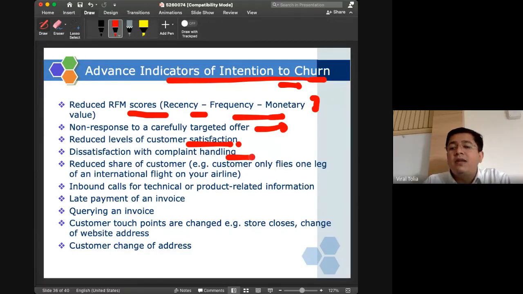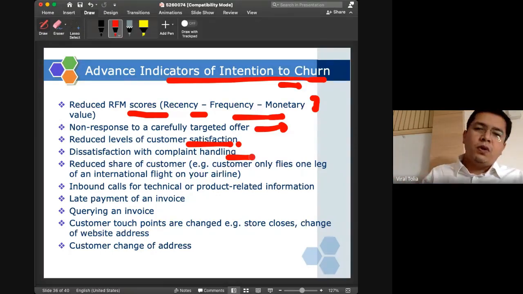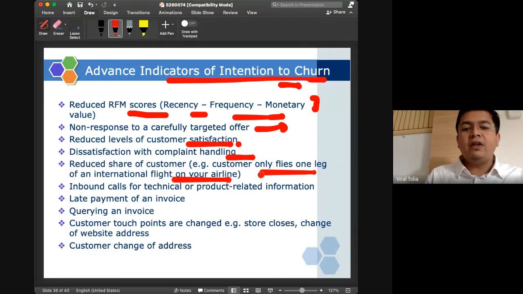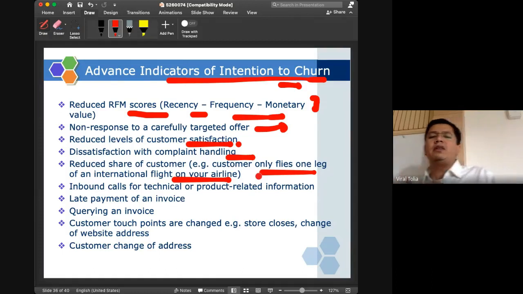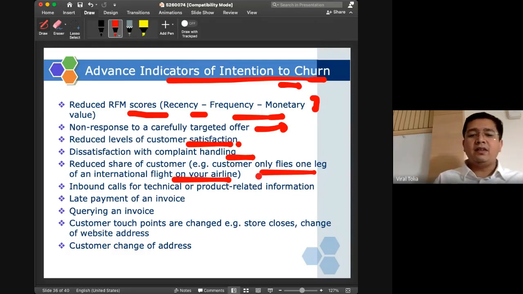Dissatisfaction with the complaints which are being handled repeatedly. As a customer, if I have to keep on complaining to you again and again, but you are not even bothered about what my complaint is, what I'm going to do is switch my business. I'm going to go to somebody else. Reduced share of the customer: say they only fly one lakh to the international flight on your airline. Means what? That overall the sales volume is low. They are not satisfied. Earlier they used to have a roundabout ticket, or they used to have connecting flights, but they are not interested in your airline because any one of the points is disturbing them. They are not satisfied with the services. So eventually they'll become negative about you.